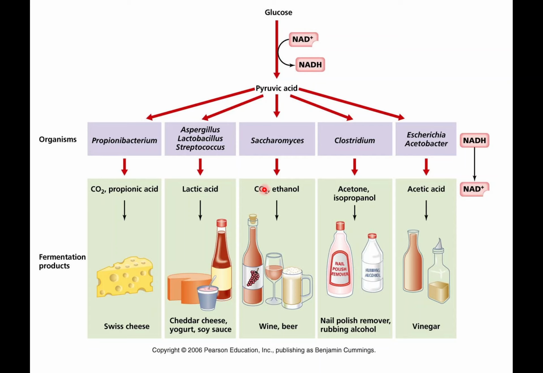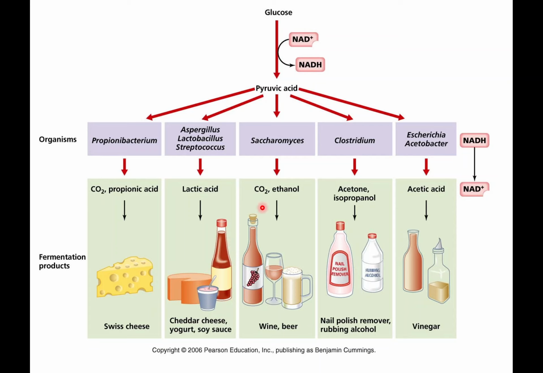Okay, but all of them are doing this for the same reason. They're converting during glycolysis. You're making NADH. When there's no oxygen around, that NADH has to be recycled back to NAD+ to keep glycolysis going. Okay, so there's things like propionic acid in Swiss cheese, lactic acid, very similar to animals, but some microorganisms also produce lactic acid, and examples of those are the microorganisms in cheddar cheese or yogurt or soy sauce.